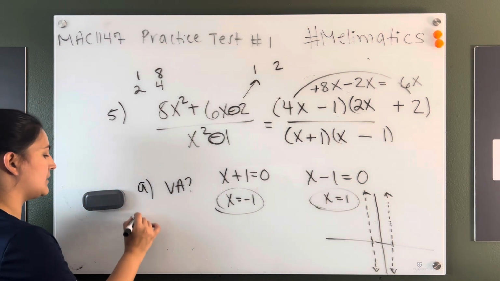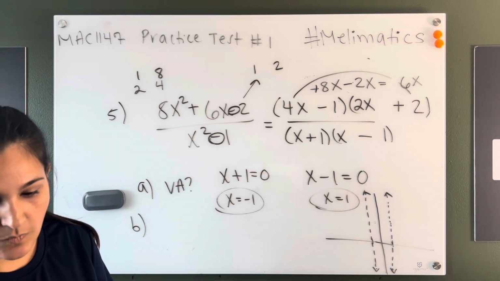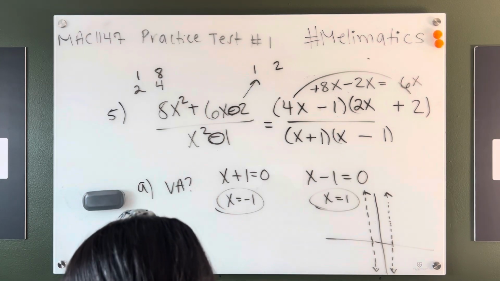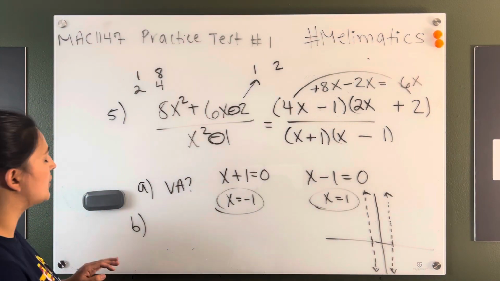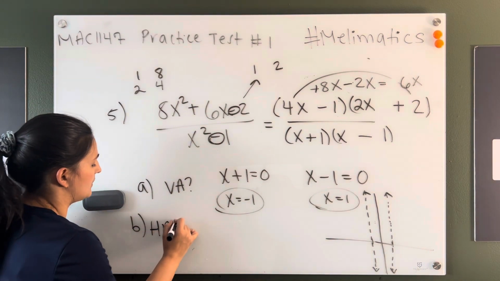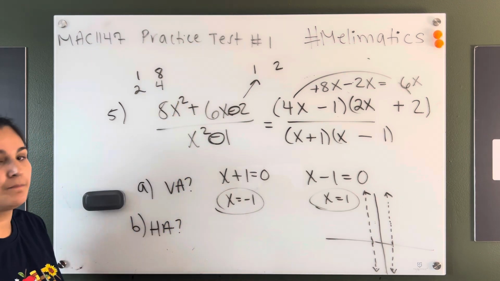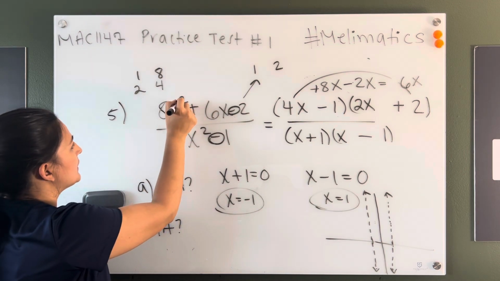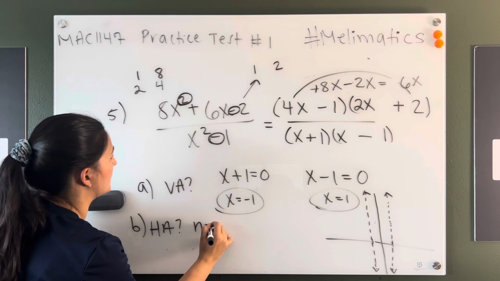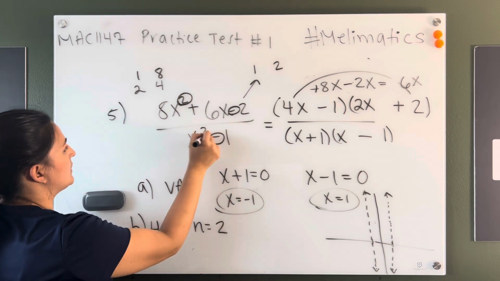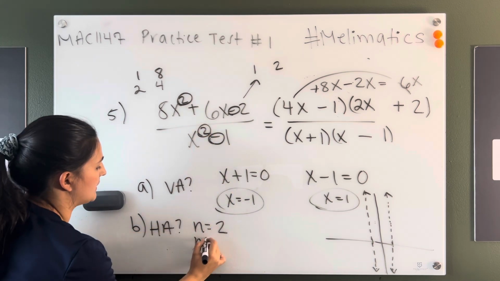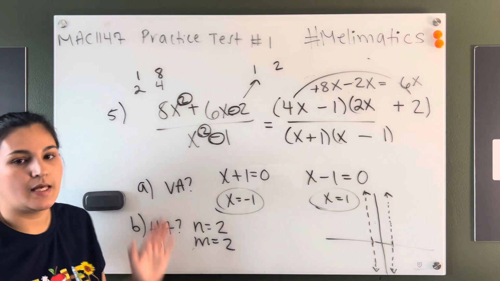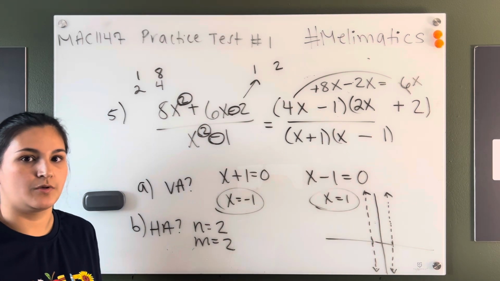For part B, it says, is there a horizontal asymptote? Well, we would use the chart. The chart says that you're actually going to use the degrees of the numerator and the denominator. The degree in the numerator is represented by n, and the degree in the denominator is represented by m, right? Based on n and m, you use the chart and see if there's a horizontal asymptote.